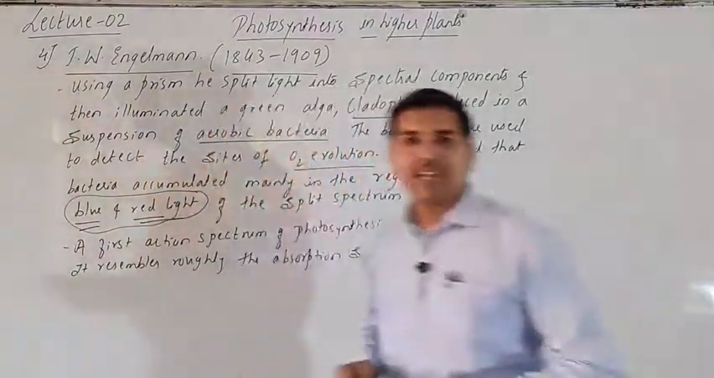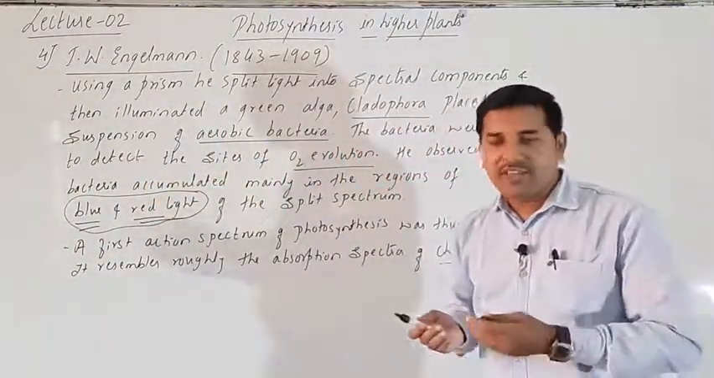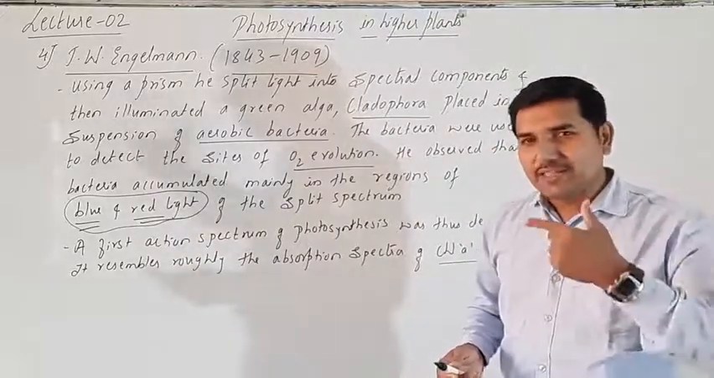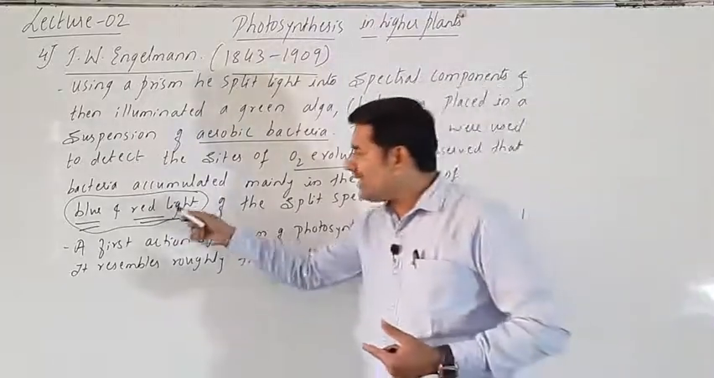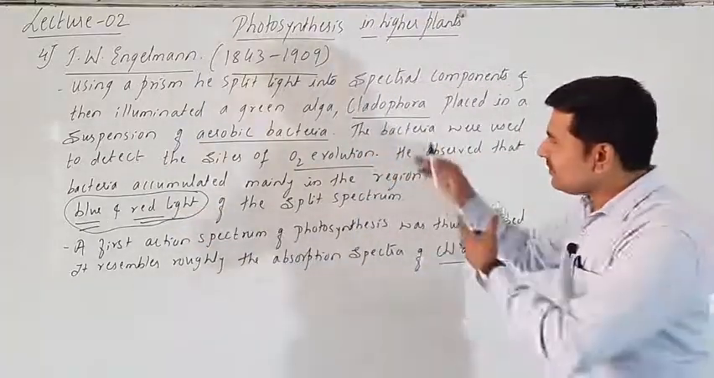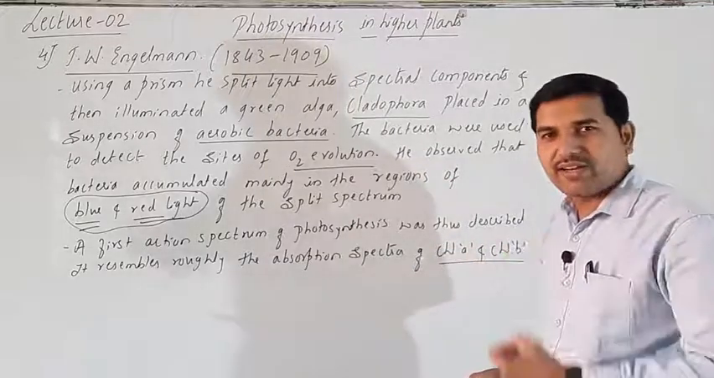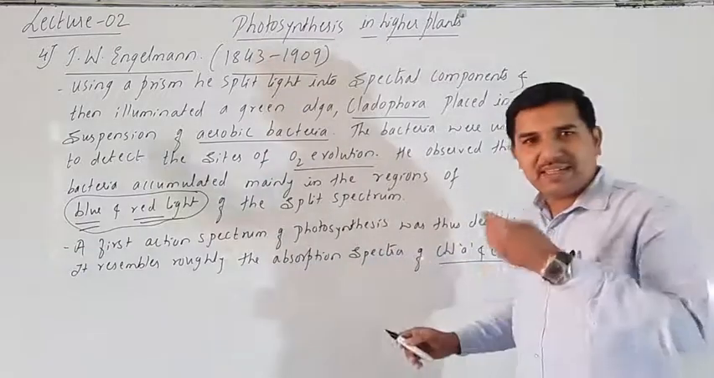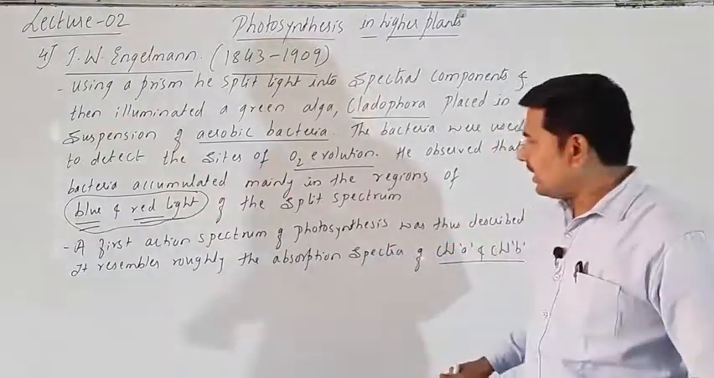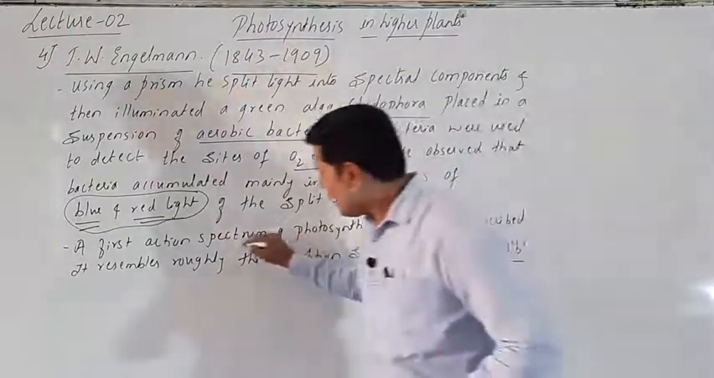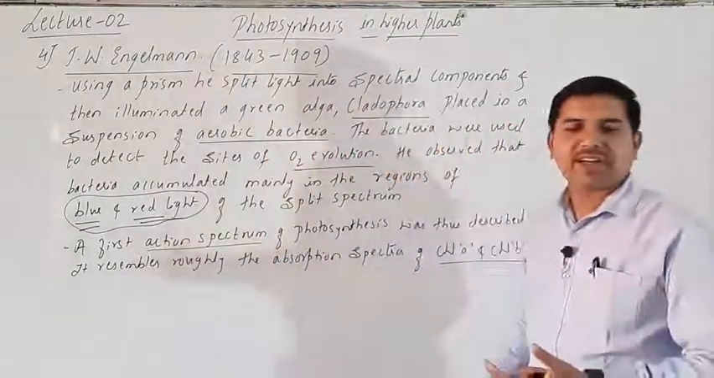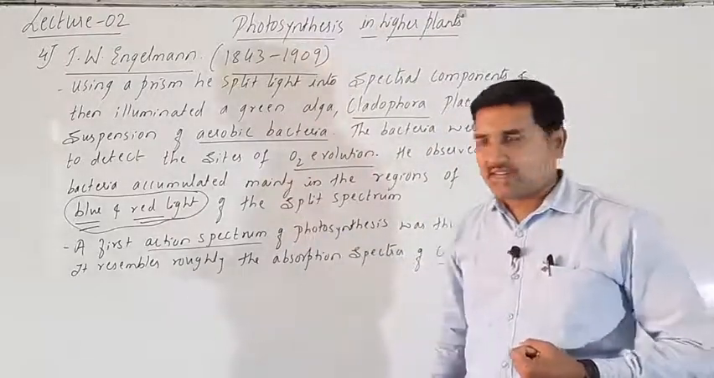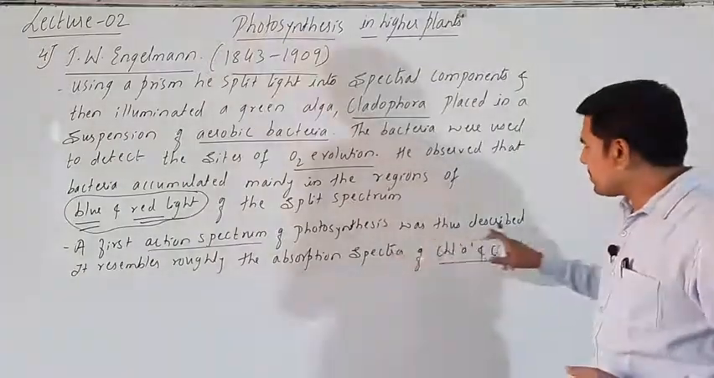So the bacteria got accumulated in those regions where there was evolution of oxygen, and oxygen was evolving at the visible spectra of light where blue and red light was present, in this alga, where it used to absorb that wavelength of light of the split spectra. Split means it is split into Vibgyor. Then a first action spectra of photosynthesis. So what is this action spectra? What is this absorption spectra? Again we are going to deal with it in the next class. So the first action spectra of photosynthesis was thus described.